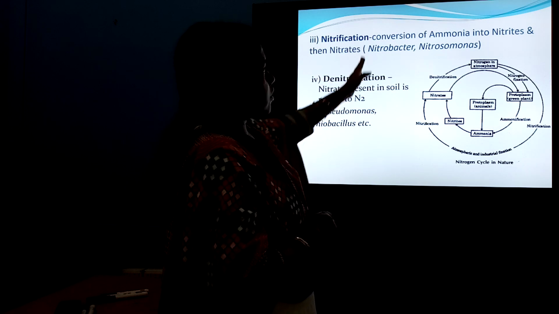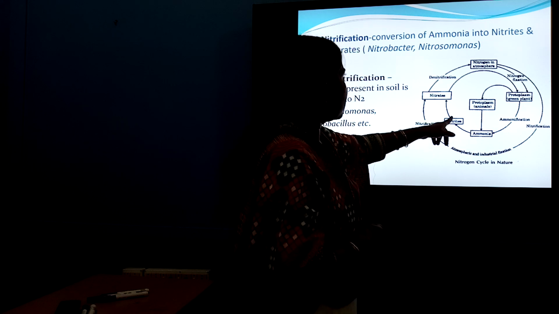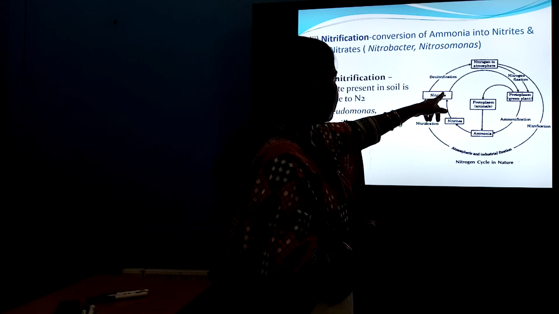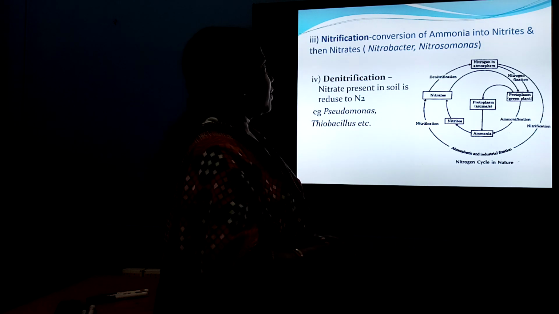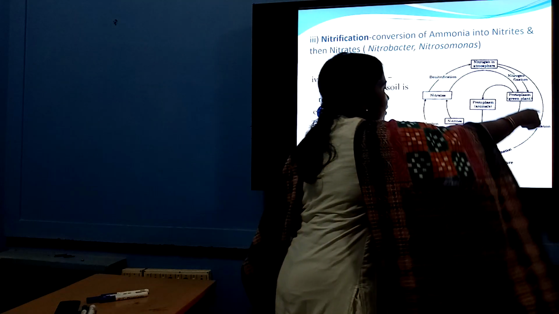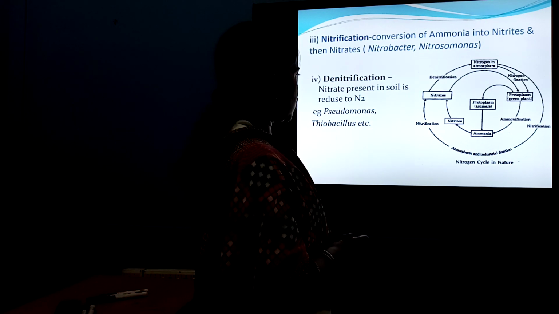Now the next is nitrification. Nitrification is the process of conversion of ammonia into nitrites and nitrates with the help of Nitrobacter and Nitrosomonas bacteria. That phenomenon is called nitrification. Now the last one is denitrification.